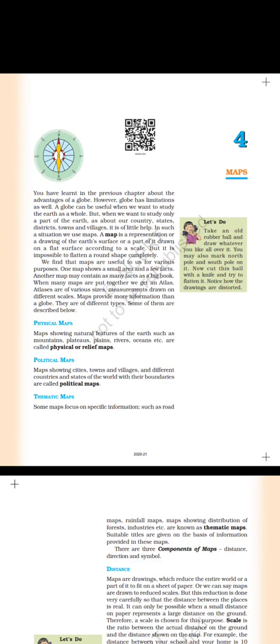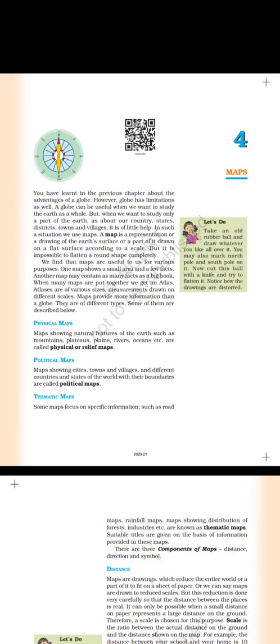Atlases are of various sizes, with measurements drawn on different scales. Maps provide more information than a globe. They are of different types, some of them are described below. Let's do. Take an old rubber ball and draw whatever you like all over it. You may also mark the North Pole and South Pole on it. Now cut this ball with a knife and try to flatten it. Notice how the drawings are distorted.